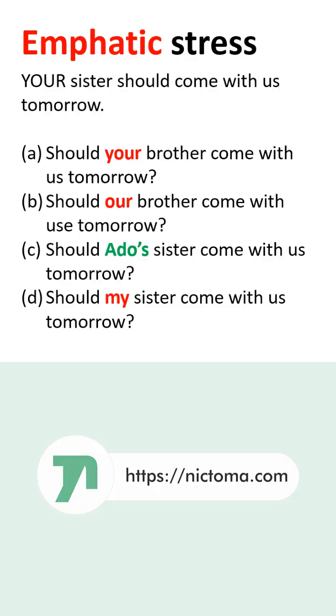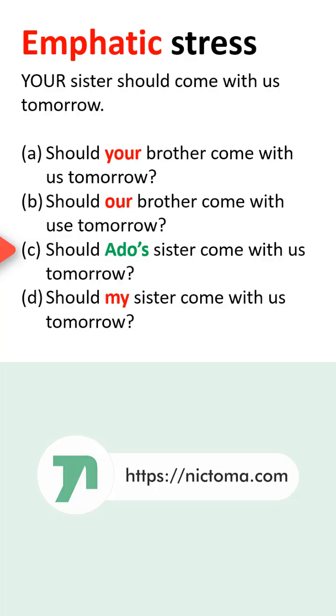Option C, should Ado's sister come with us tomorrow? Option C is correct because Ado's sister is correctly clarified by your sister. The response is like saying, no, your sister, but not Ado's sister, and the option doesn't change anything else except the part Ado's sister that "your" clarifies.